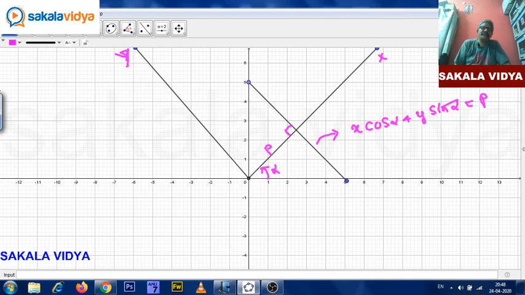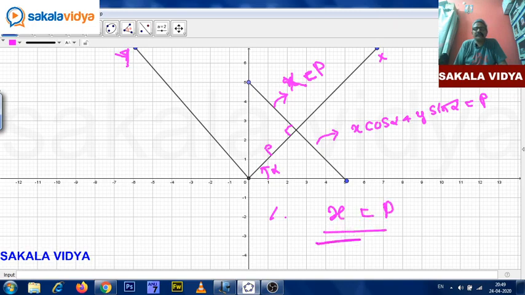So, now this equation with respect to the new axis becomes capital X is equal to p. The equation of a line parallel to the y axis is in the form x is equal to constant, which is at a distance of p, x is equal to p. So, therefore, the answer is x is equal to p, that is all. In a very simple manner, we can do this problem.